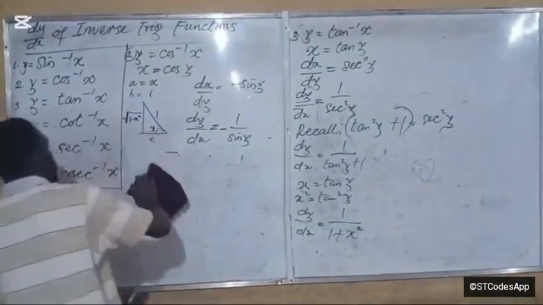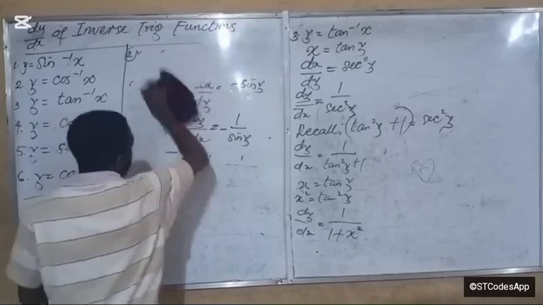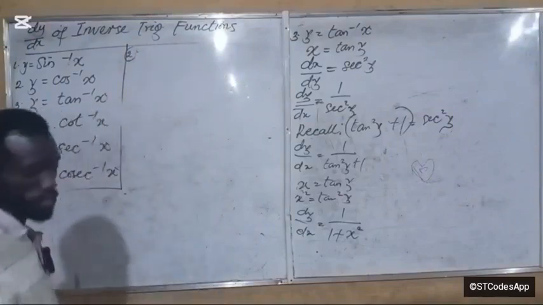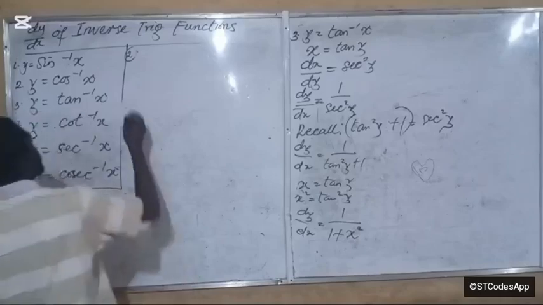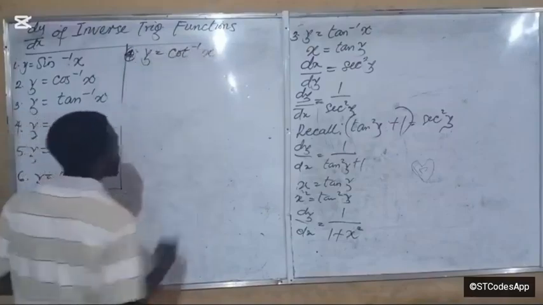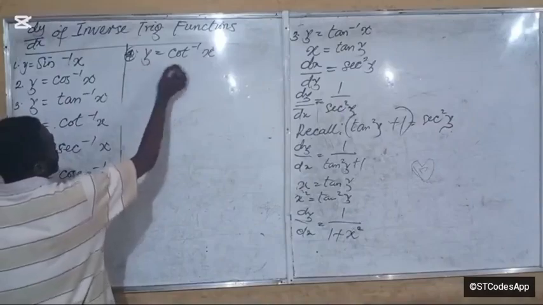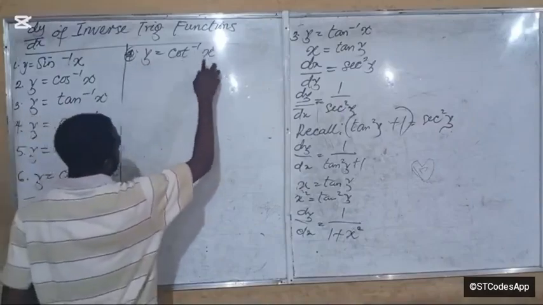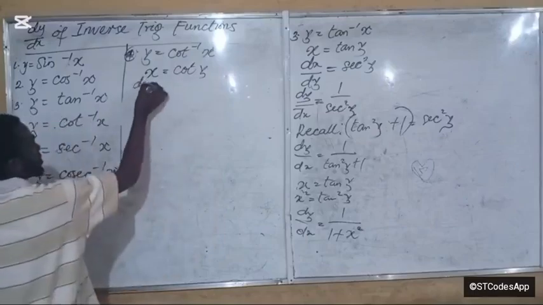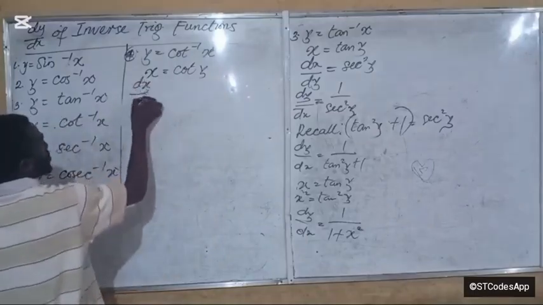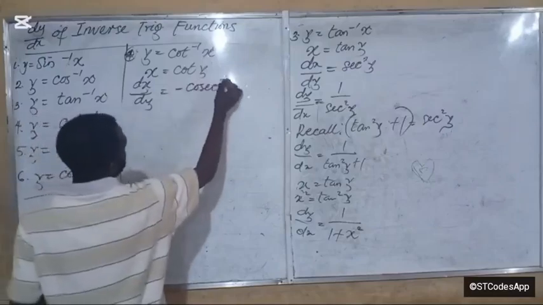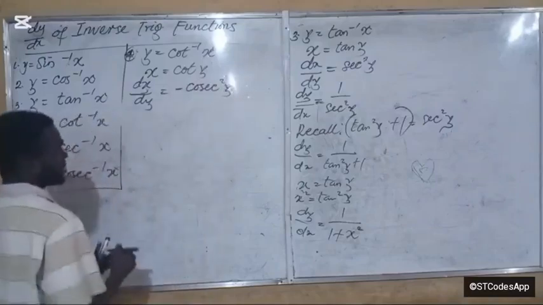Let's do the next one, which is cot inverse of x. Cotangent inverse of x. Number 4 says to find the derivative of y equal to cotangent inverse of x. To solve number 4, we have y equal to this. So if y is equal to cot inverse of x, then x should be what? Cot y. Does that make sense? So from here we can take dx/dy to be, if you differentiate cot y, you get negative cosec squared y.